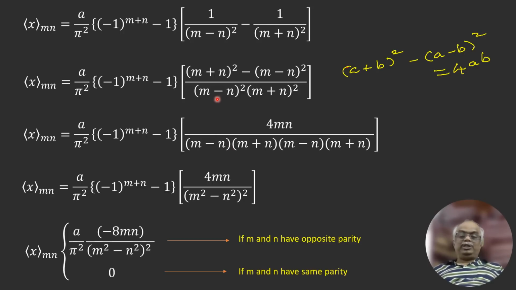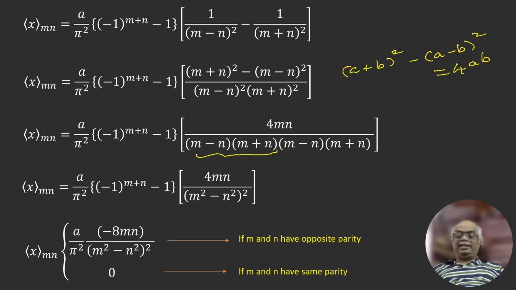Now what I am going to do is, this m minus n whole square, I am going to take m minus n into m minus n. Similarly, m plus n whole square, I am going to take m plus n, m plus n. For mathematical reasons, I have written this alternatively. So then, what is this m minus n? This m plus n.